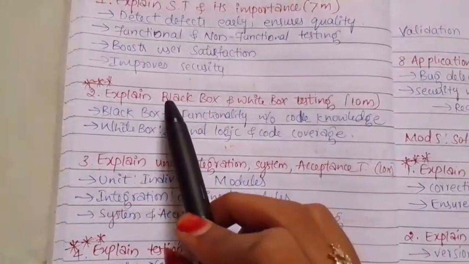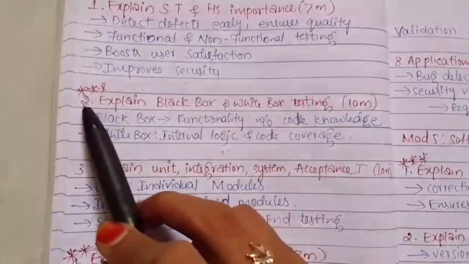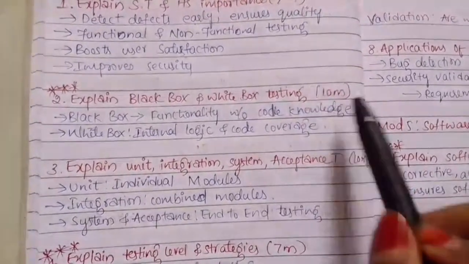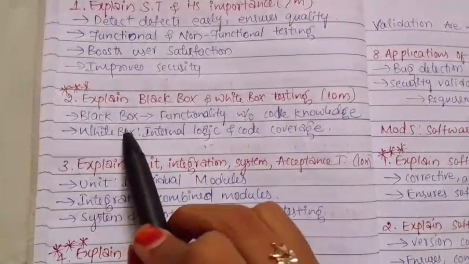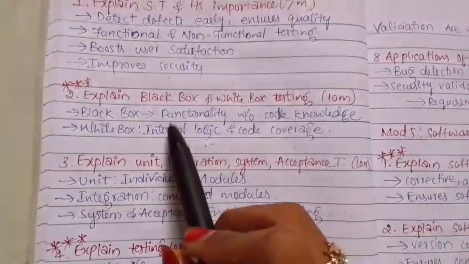Let us see the second one. Explain black box and white box testing. This is a very important question and asked for 10 marks in the previous year question paper. Let us see the black box. It is functionality without code knowledge.